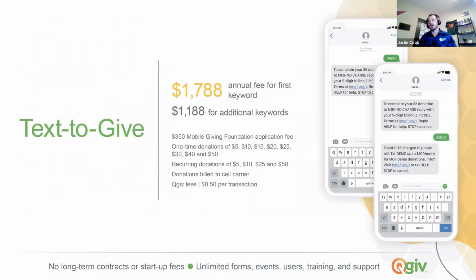For text to give, that is all through the Mobile Giving Foundation. So all of these fees that you see here are out of our control, and they are set by the Mobile Giving Foundation specifically. So it is an annual fee of $1,788, and it is an additional $1,188 for any additional keywords that you want to add. It is a $350 application fee to the Mobile Giving Foundation. And as we talked about before, there is a way for you to set up both one-time donations and recurring donations. And remember, this is the donations billed to the cell carrier, so the phone bill.